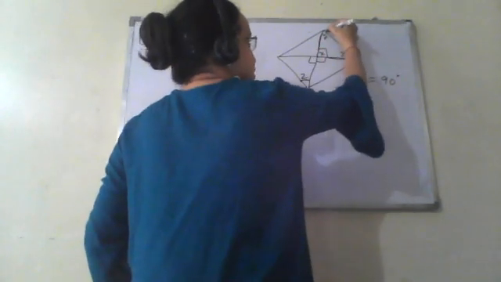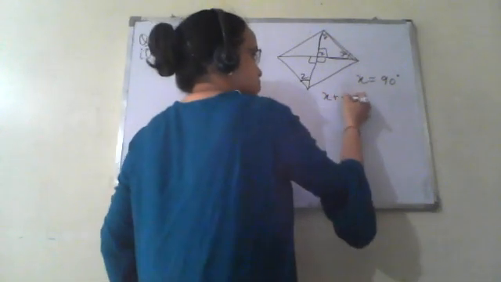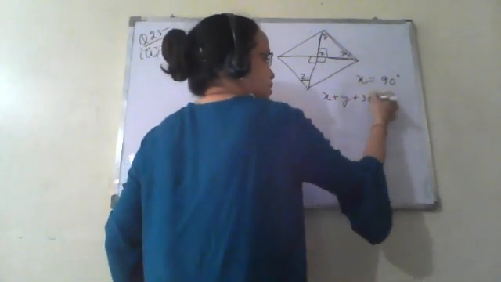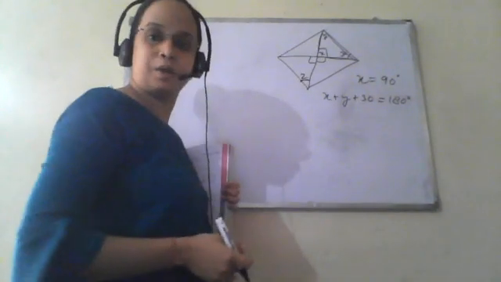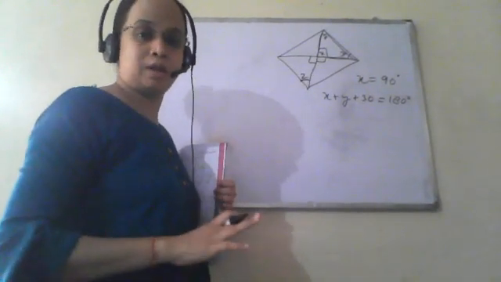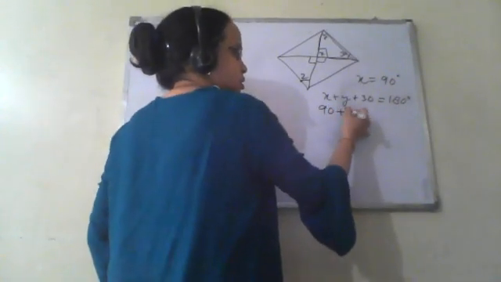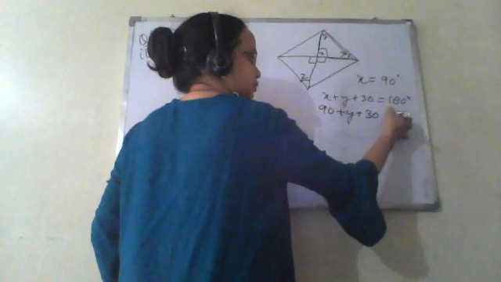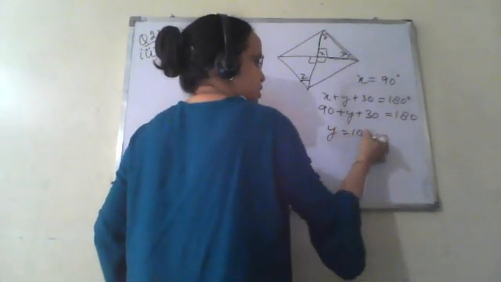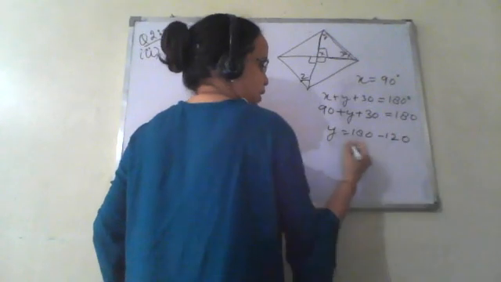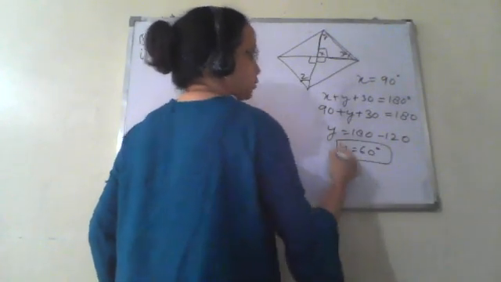Now in this triangle, x plus y plus this 30 equals 180 degrees, because of the angle sum property. The sum of all angles of a triangle is 180 degrees. So x we have 90, and we have to find y. So y is 180 minus 120. The value of y is 60 degrees. Clear?